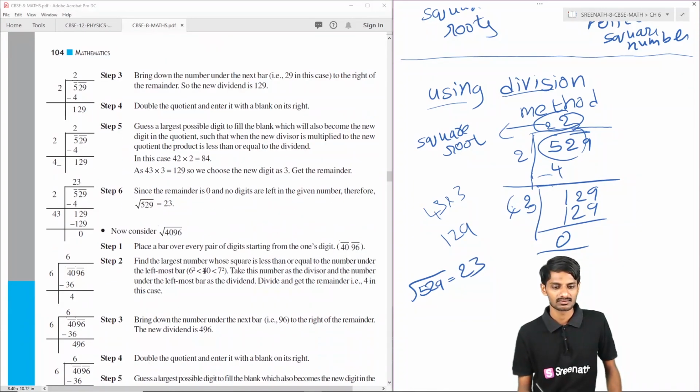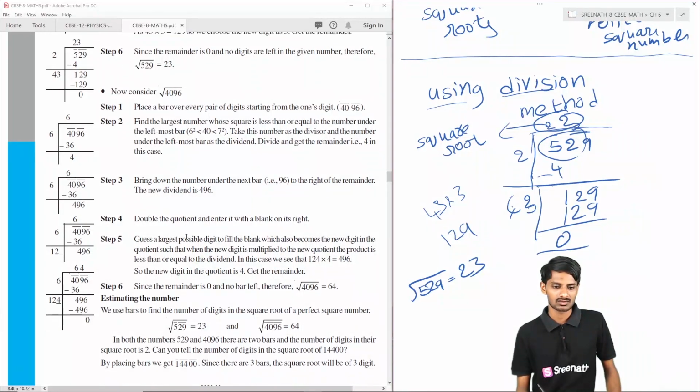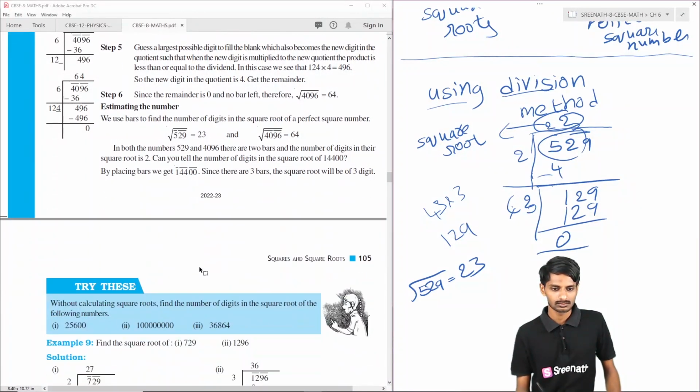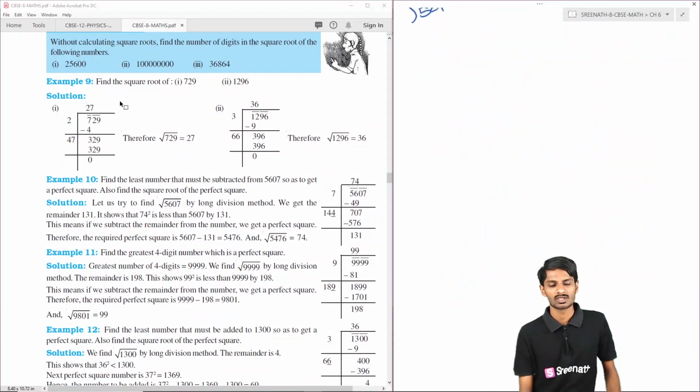That's it, students. Like that, you have to find this for 4096 also. We will do some problems here. Find the square root of 729.